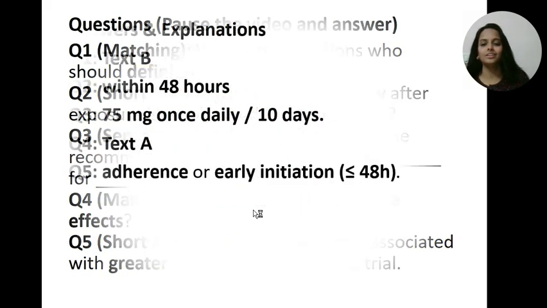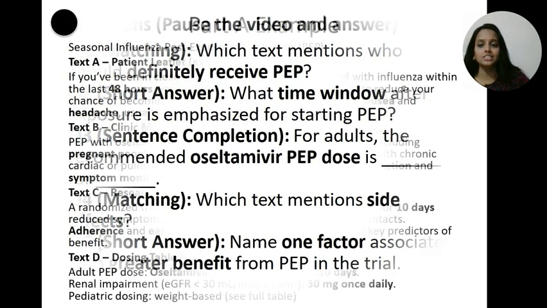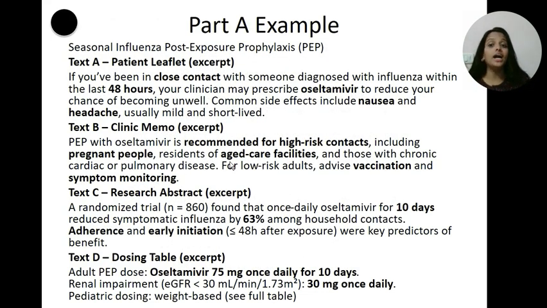Now let's move on to our answers. For the first one, the answer is text B. The question you remember, right? Which text mentioned who should definitely receive PEP? So if you go to text B, it is clearly mentioned. If you see here, it lists high risk groups like pregnant people, aged care facilities, cardiac or pulmonary disease, chronic diseases. Right. So text B is the correct option. And for the second question, what time window after exposure is emphasized for starting PEP? For that question, within 48 hours. Okay, if you see here, in text A, and also in text C it is given. Either is acceptable, but where it is written exactly is in text A, within 48 hours, right?